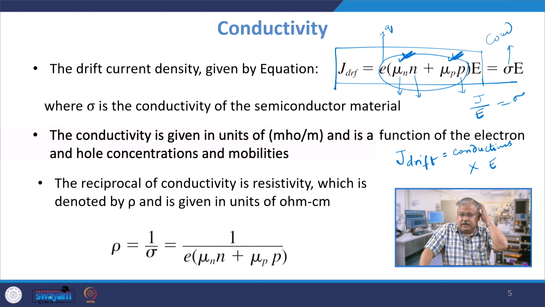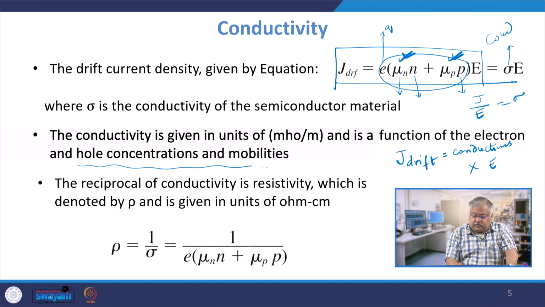Sigma is basically the conductivity of the charge carriers, and the conductivity is a function of electron and hole concentration and mobility. So, the higher the concentration, obviously the higher the conductivity, and the higher the mobility, the higher the conductivity. This plays a very major role because at cryogenic temperatures the mobility and the carrier concentration both change drastically, and therefore the conductivity also changes drastically at very low temperature.